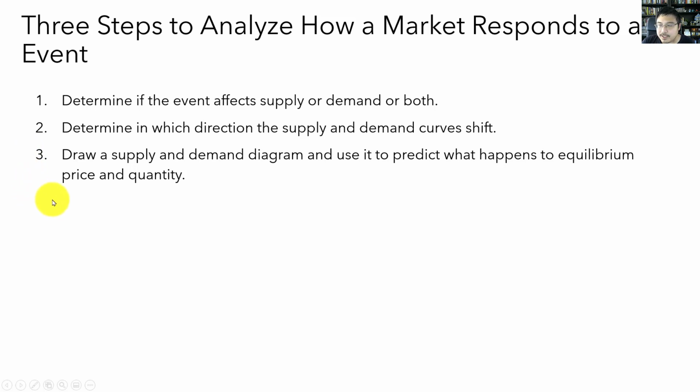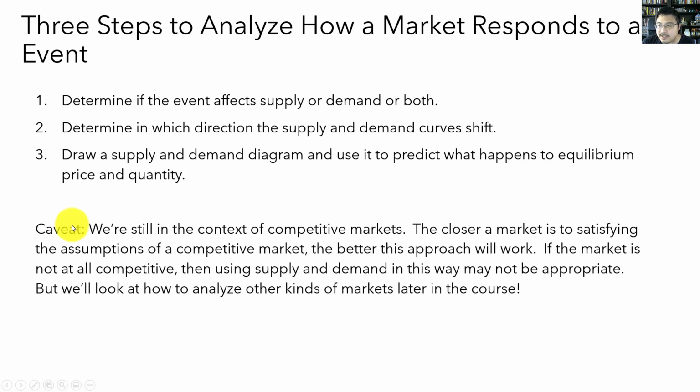And so before we finish, I do just want to give one caveat for everything that we did today, which is that, remember, we're still in the context of competitive markets, right? And so the closer a market is to satisfying our definitions of a competitive market, the better this approach is going to work, right? So if the market is very competitive, then our approach here of analyzing how supply and demand affects prices and quantities in the market should work pretty well.